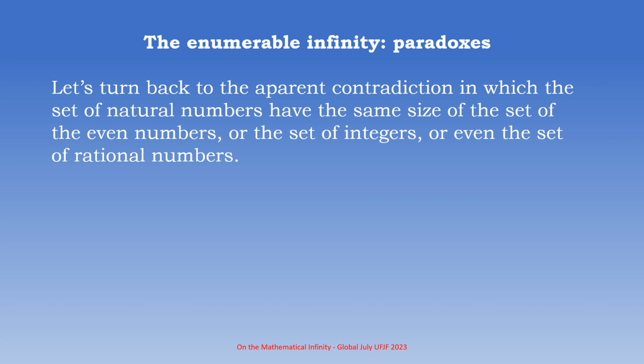So let's continue. Now let us talk about those paradoxes I mentioned yesterday. Let's turn back to the apparent contradiction in which the set of natural numbers has the same size as the set of even numbers we saw yesterday. That's not exactly the case. The set of natural numbers has the same cardinality as the set of even numbers, or the set of integers, or even the set of rational numbers, okay. So these infinite sets have the same cardinality.